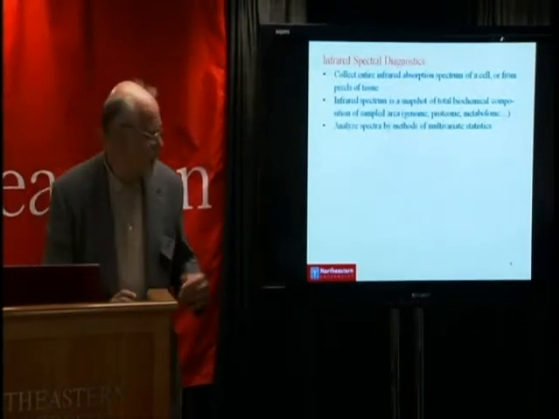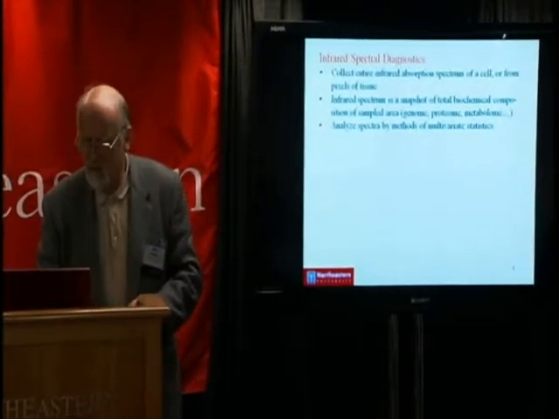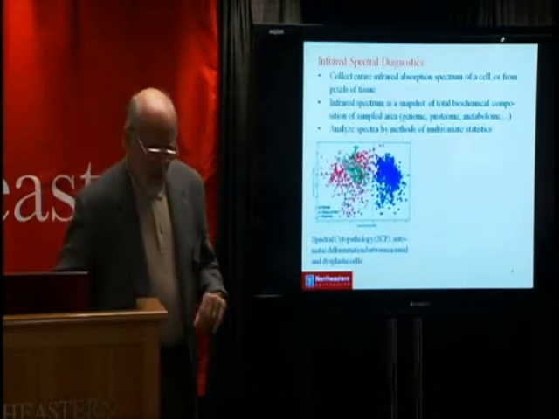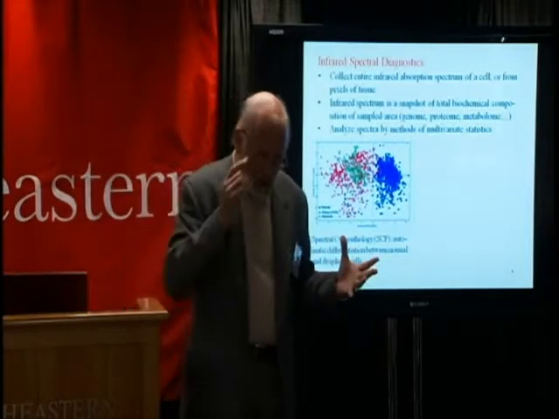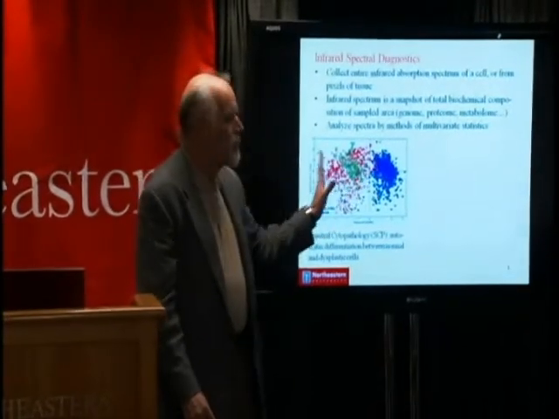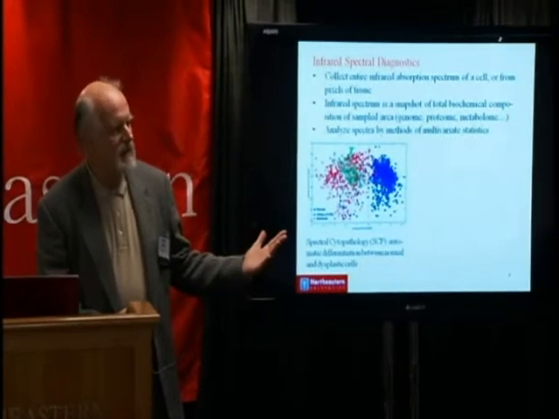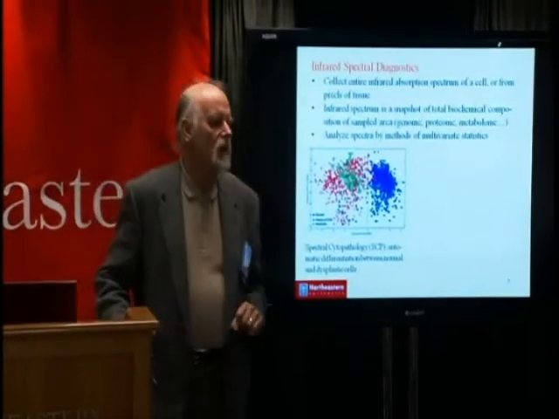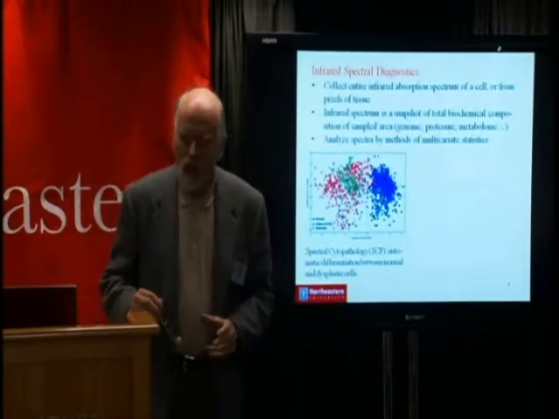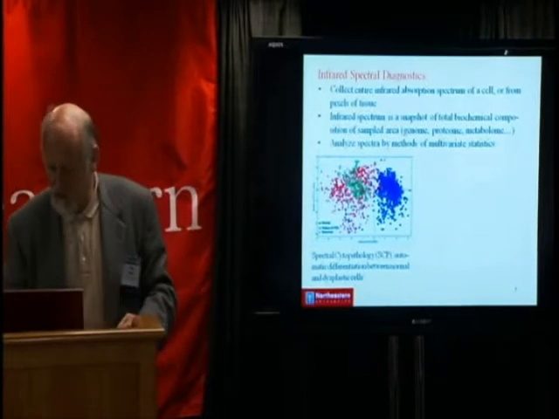And we collect thousands and thousands of spectra and analyze them by methods of multivariate statistics. And what we're shooting for, for example, in a population of cells, is that the cells which are coming from normal and from abnormal donors separate quite nicely based on the chemical composition, and we know nothing else about the cell. This is done completely unsupervised. This is a typical result which we get.